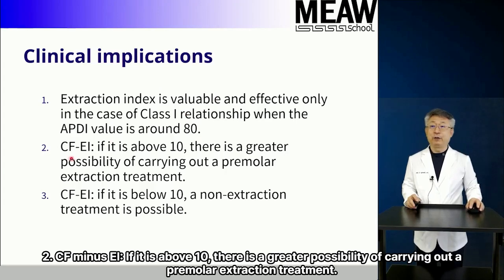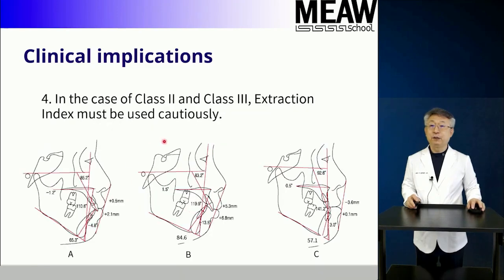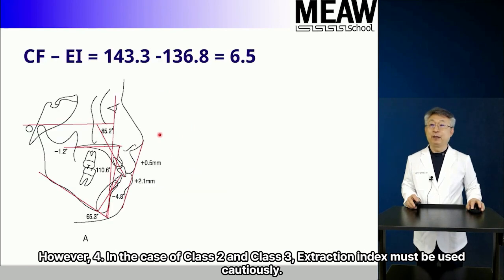2. CF minus EI, if it is above 10, there is a greater possibility of carrying out a premolar extraction treatment. 3. CF minus EI, if it is below 10, a non-extraction treatment is possible. However, 4. In the case of class 2 and class 3, extraction index must be used cautiously.